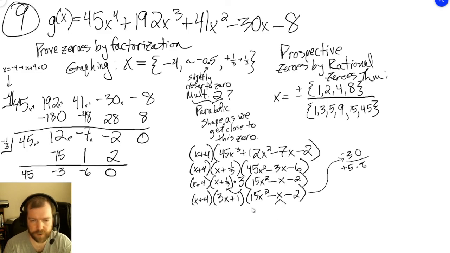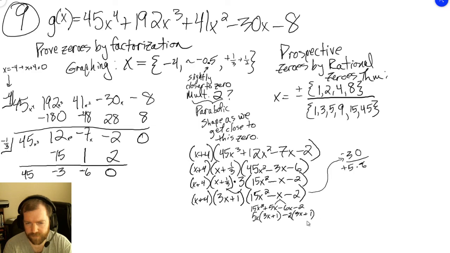So this is going to split. This is 15x squared plus 5x minus 6x minus 2. 5x from each of these. It's going to be 3x plus 1 minus 2 times 3x plus 1. So we get an extra 3x plus 1 term and a 5x minus 2 term.